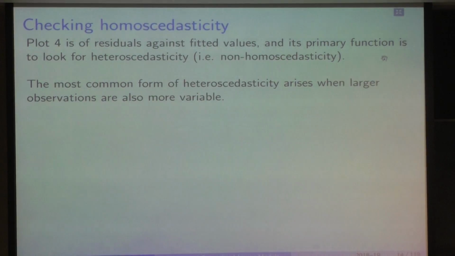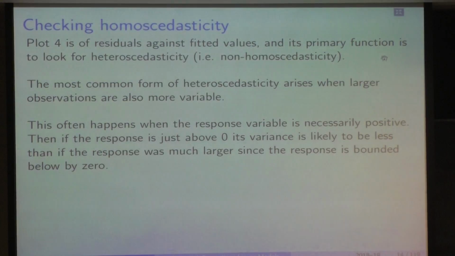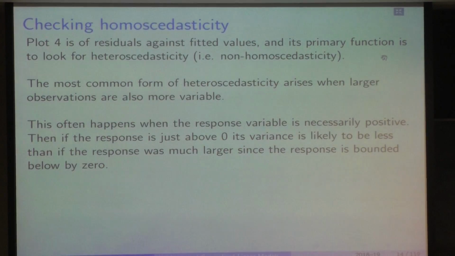Potentially larger values of the observed variable have larger variance. Now, there are quite good reasons why this can happen. In many settings, your observed values are constrained to be positive. They are in this example because we're looking at maintenance costs. You can't have maintenance costs which are negative. So the response variable can be constrained to be positive.